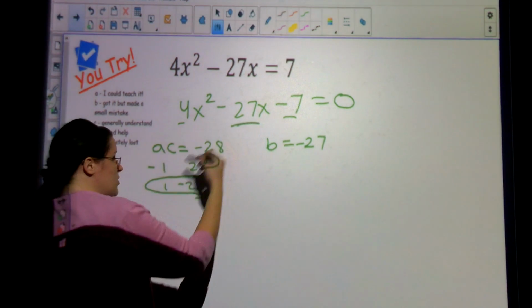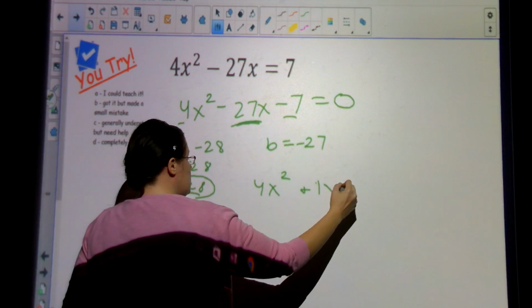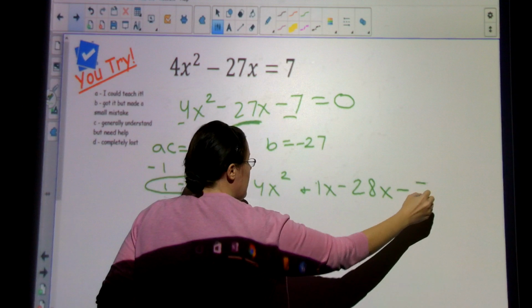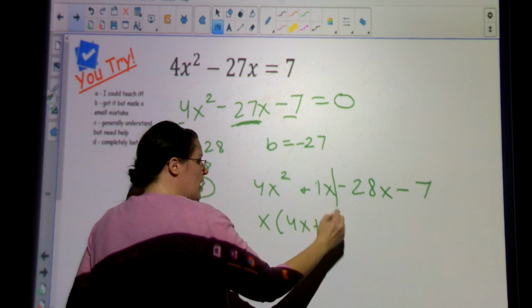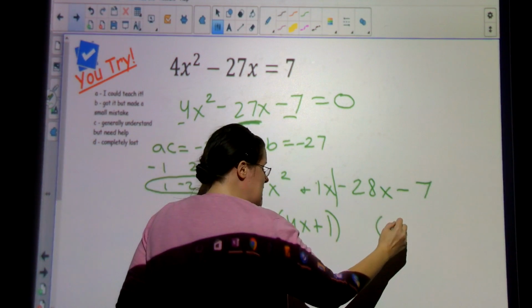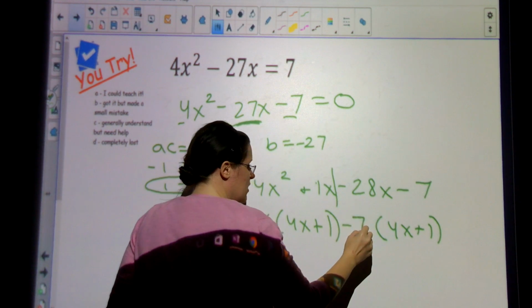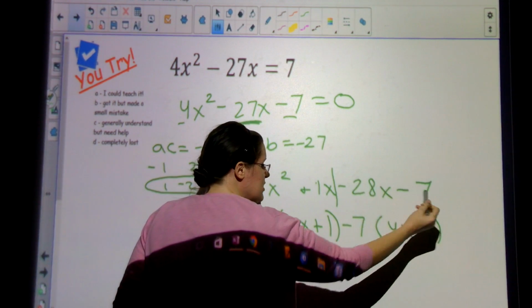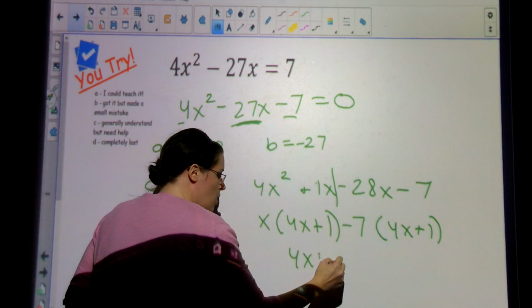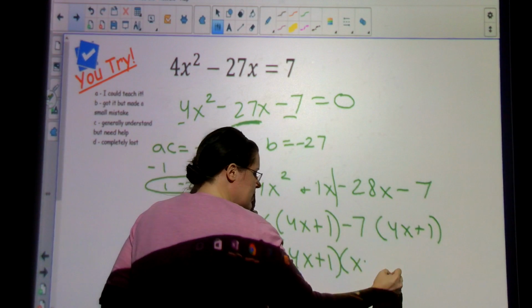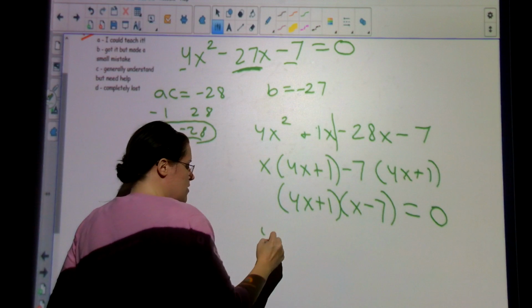So you write that middle term with your two pairs. So I have 4x squared plus 1x minus 28x minus 7. Pull out an x. I'm left with 4x plus 1. Over here, you need to get 4x plus 1, so you're going to factor out a minus 7. So that will give me positive 4x, positive 1. Factor out 4x plus 1, x minus 7, that's equal to 0. Now set each term equal to 0.